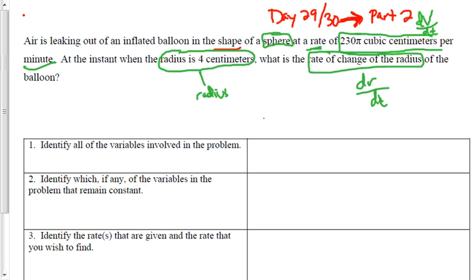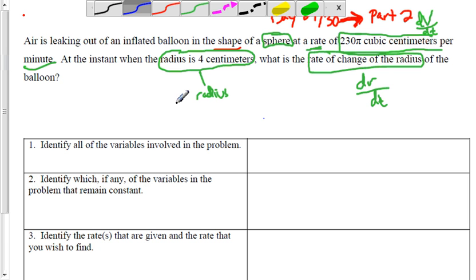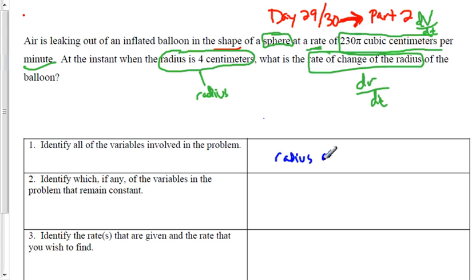Okay, so now let's answer some questions, which is going to teach us how we should go about solving these related rate problems. Identify all the variables involved in the problem. We're talking about radius and volume. Radius is r, volume's V. Identify which, if any, of the variables in the problem remain constant. That was like that example, number 4 where r is constant, and on number 3 we said where c is constant, but there's no constant variables here.